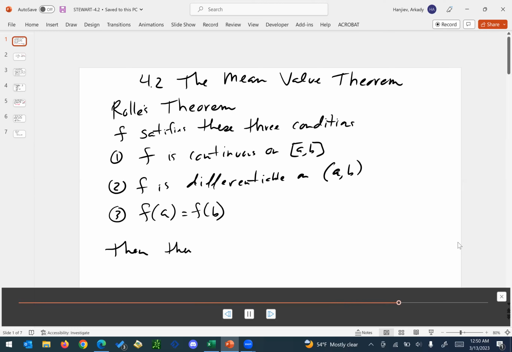All right, what's the conclusion that Rolle came up with? That there is a number called c, some kind of constant, inside the interval of a to b, where it's all differentiable, and such that the derivative exactly at c is equal to 0. That's it. That is Rolle's theorem.